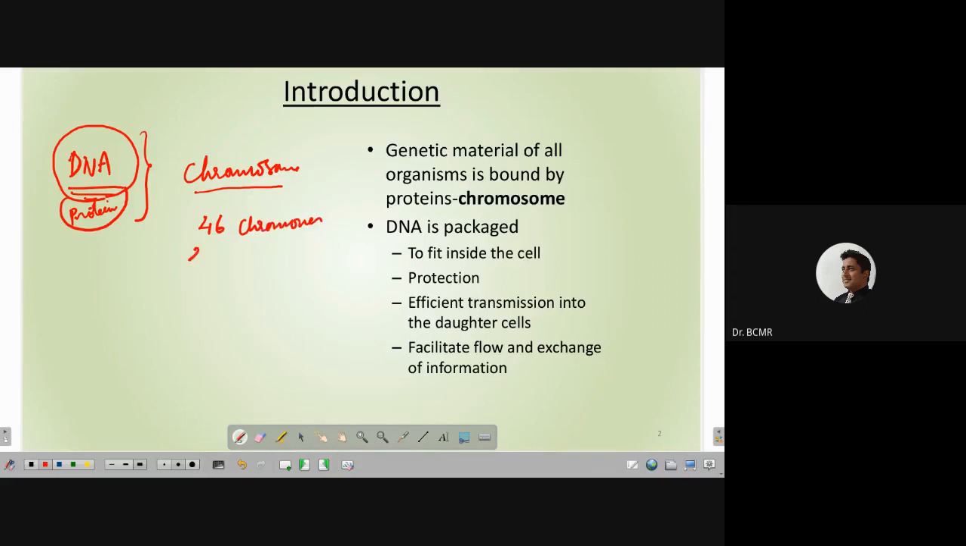I think you all know that it is 23 pairs, right? 46 chromosomes. Each chromosome, at least in eukaryotes, is a linear DNA molecule, which might be coated with a lot of proteins. So there are some things we will have to understand, as we will see in the next slides. But first, we also have to appreciate that DNA should be packaged.